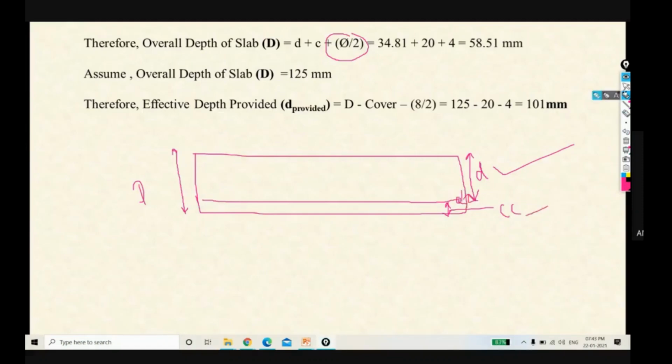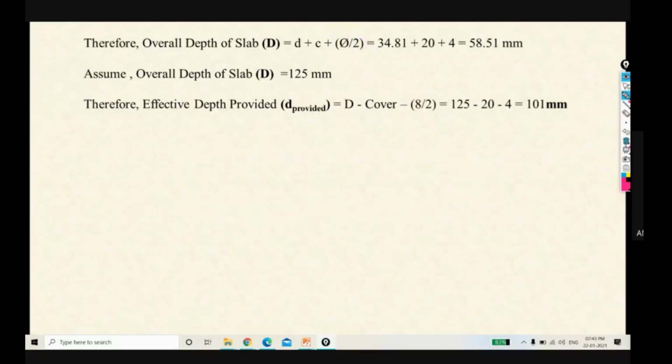Now as per our formula we have calculated the effective depth. Now effective depth is 34.81. Then clear cover that we have assumed 20, and diameter we have assumed 8. So 8 divided by 2, that is 4. So 34.81 plus 20 plus 4, it is 58.51 mm. Now, overall depth required for the assumed condition is 58.51. So we will round it up to 125. Generally that already we have discussed.